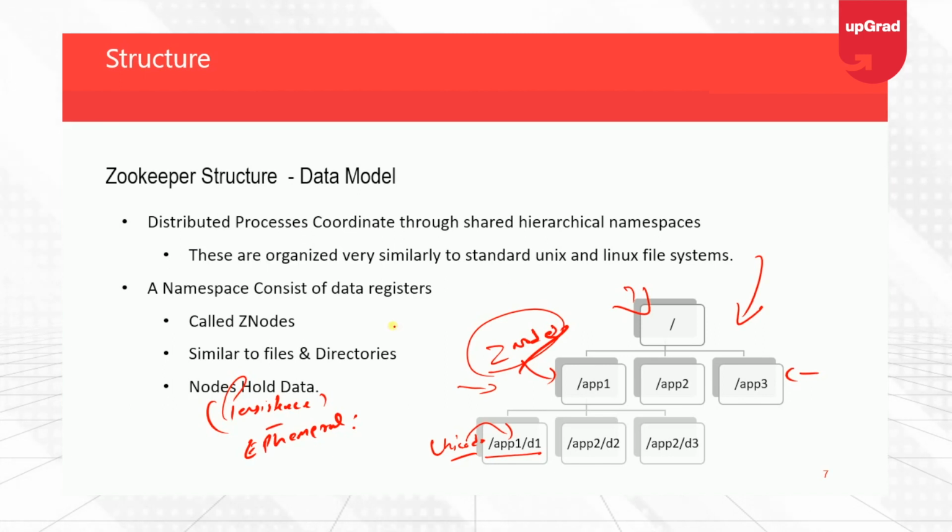Now, the third type of node is the sequential node. Sequential nodes can be either ephemeral or persistent. When a new Z node is created as a sequential Z node, we assign a unique 10-digit sequence to that Z node. I hope you have clearly understood the Zookeeper data model and the various types of Z nodes.